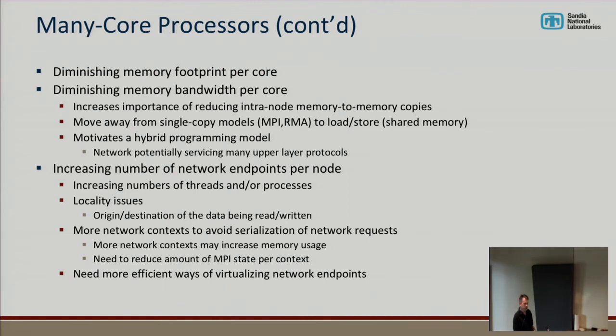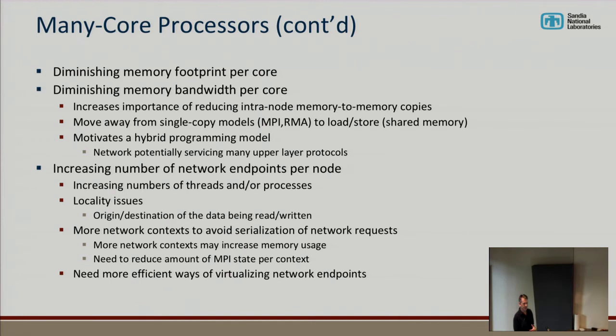Increasing number of network endpoints per node. Again, when you take applications that were designed to do MPI everywhere and you put a 240 core processor in front of them, their first instinct is to put a rank on every one of those cores. And so we're trying to point out to them that's got some issues that they should pay attention to if they haven't figured that out already. And again, things like more network contexts to avoid serialization of requests.